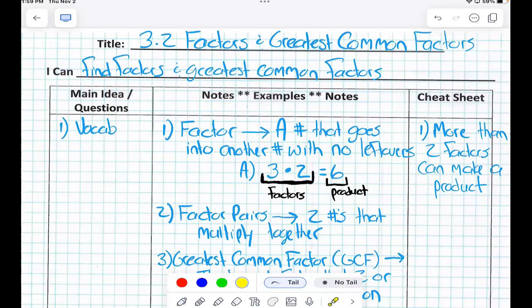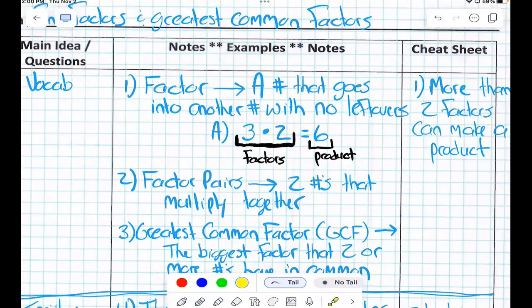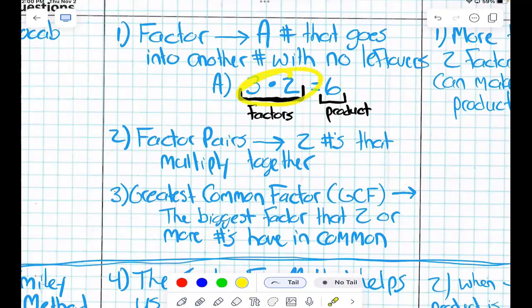Yes. All right, we know a factor would be two numbers that when you multiply them together, they give you a product. We also know a factor is a number that goes into another number without any leftovers. So does 3 go into 6 evenly? Yes. Does 2 go into 6 evenly? Yes. There's no leftovers. Factor pairs, so would these be factor pairs? Yes. And the greatest common factor would be the biggest common factor, the biggest number that two or more numbers have in common.